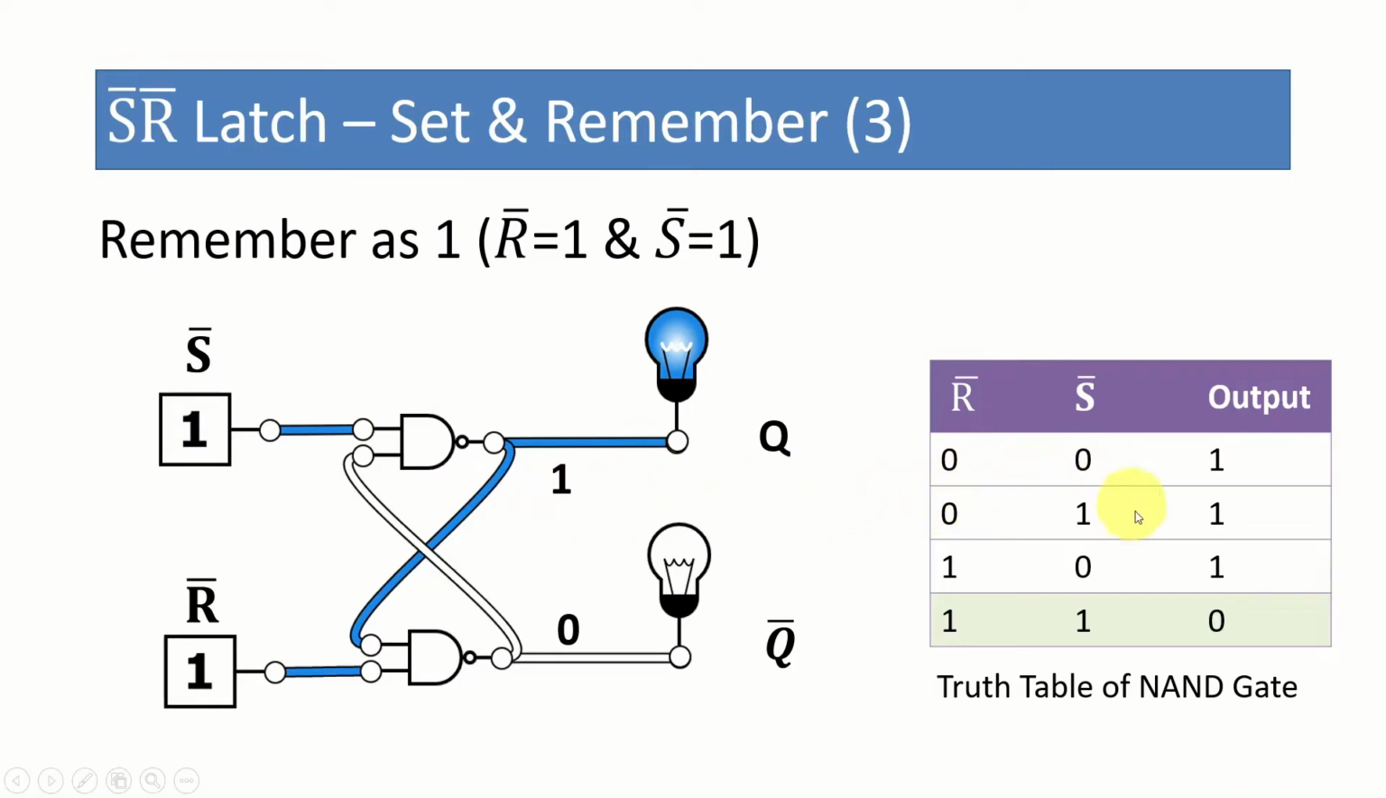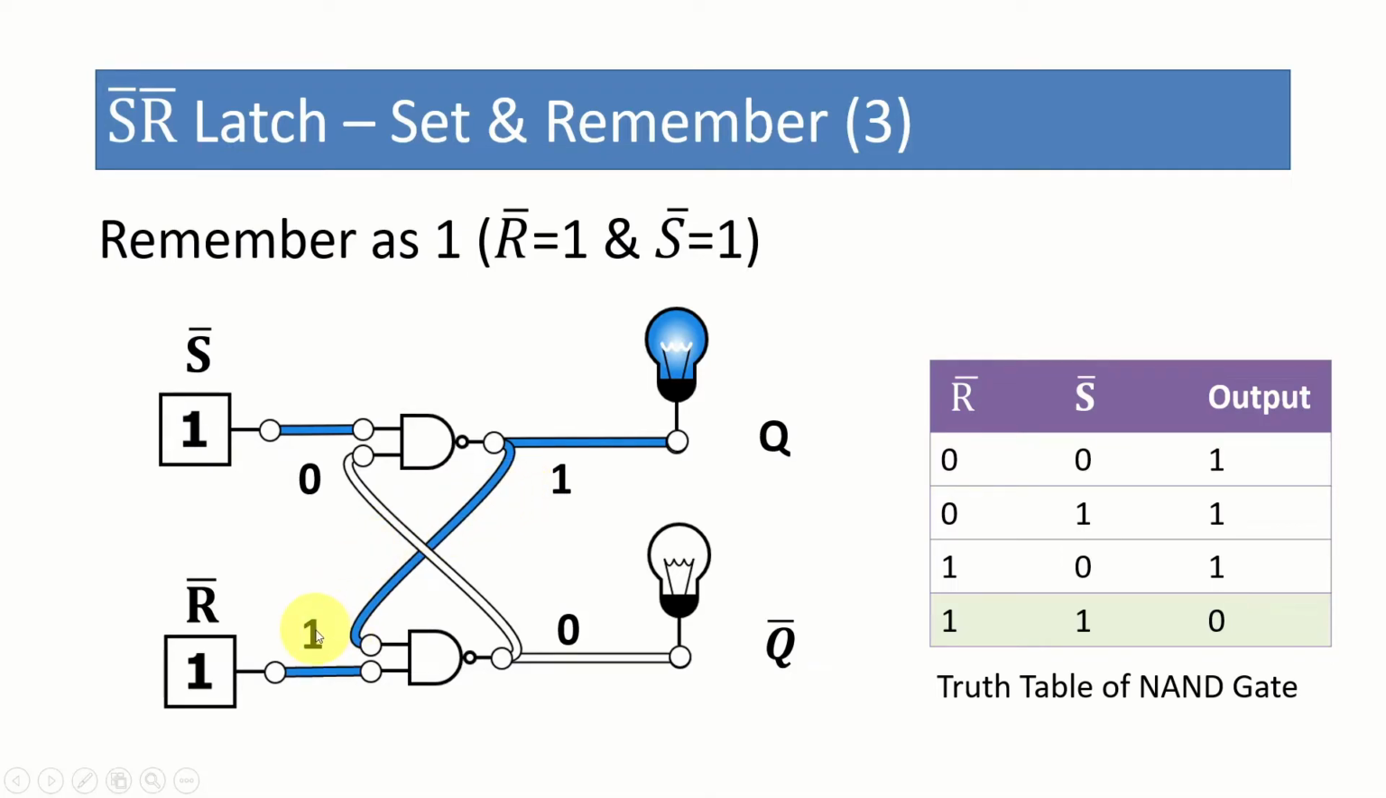And again from the truth table, you can see that when at least one input is 0, the output is 1. But here none of these inputs are 0. But we can see that this particular 0 is fed into the first NAND gate. So now we have a situation where one of the inputs is 0. When at least one of the inputs is 0, the output is 1. So we get 1 here again. And that 1 is fed to the second NAND gate.